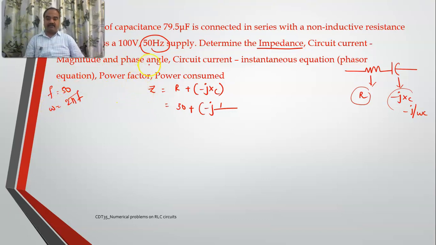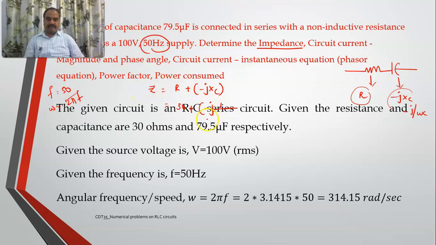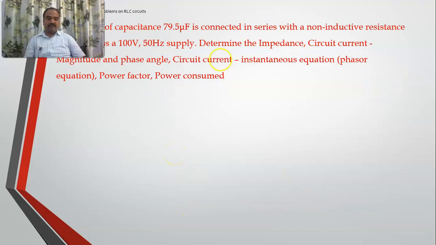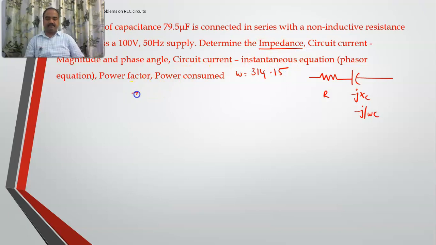So first of all, let's write what is given to us. What has been given? The resistance and the capacitance, the voltage, the frequency, and omega. Omega has been calculated here, it is 314.15. So let me draw it again. This is R, this is minus jXC or minus j by omega C, where omega is 314.15, right? So impedance is R plus minus jXC, or can be written as minus j by omega C.